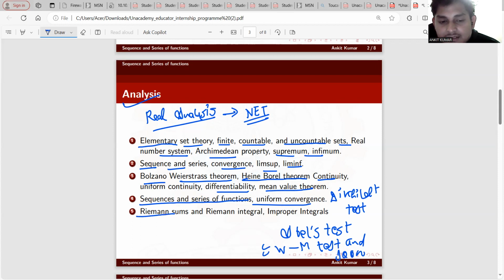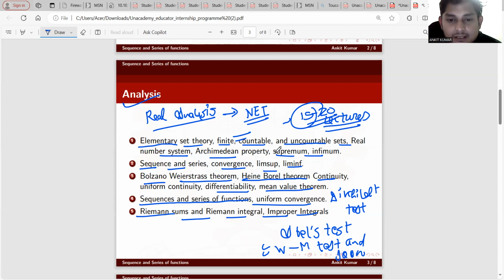The fifth part is Riemann sums and Riemann integral, improper integral. Okay. So the whole unit I will divide into 5 parts, and I will take 15 to 20 lectures of this unit, so that I will cover the whole syllabus of real analysis of the CSIR NET JRF exam.